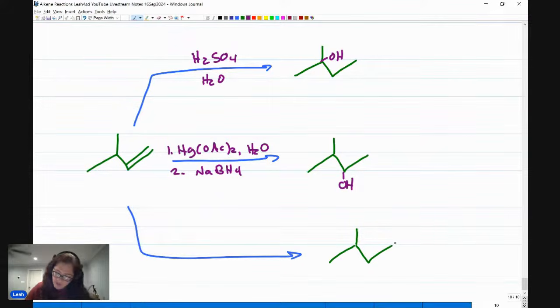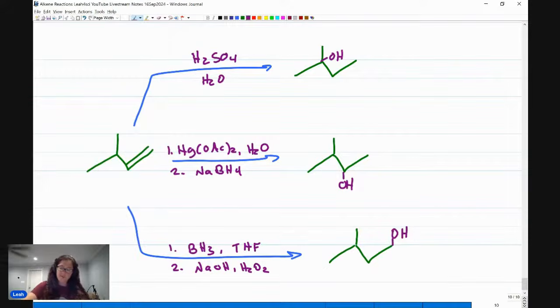And if you want the alcohol on the least substituted position, you put it all the way at the end. This is going to be your hydroboration, BH3 in THF, step 2, NaOH, H2O2. Some professors want to see H2O. I had learned the individual reactions, but in putting them together like this, wow, right? Same starting molecule, same functional group, 3 different positions.